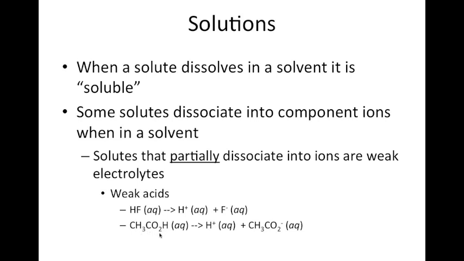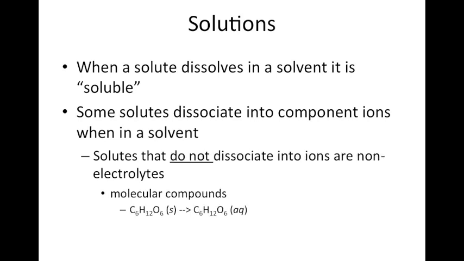Acetic acid is also a weak electrolyte. It's a weak acid. And so again, if you had 100 molecules of acetic acid, maybe only 5 of them would dissociate or break apart into ions, whereas the remaining 95 would remain in their associated or non-dissociated form.